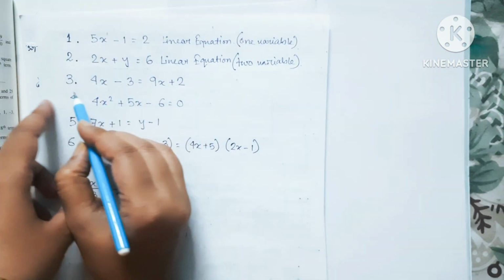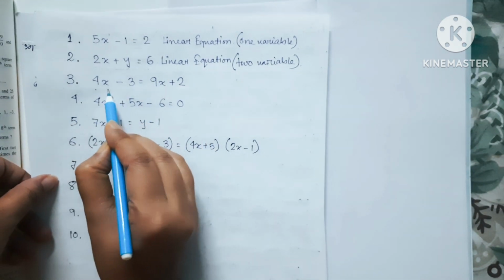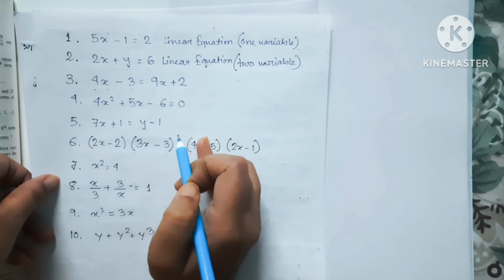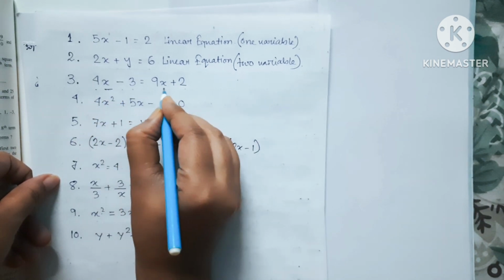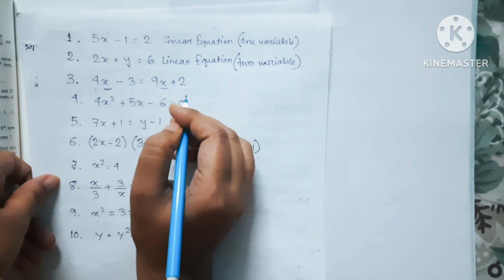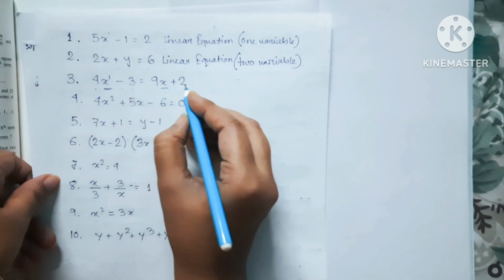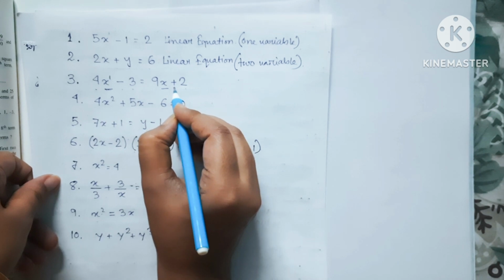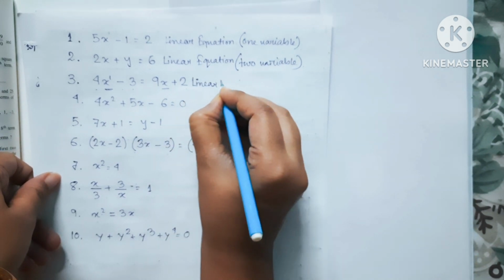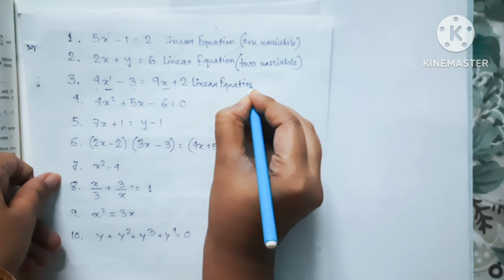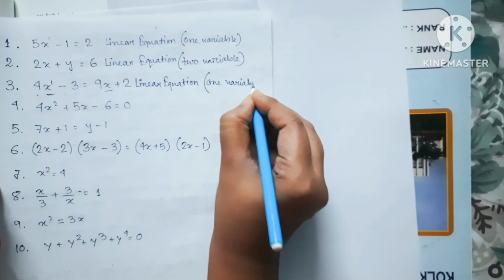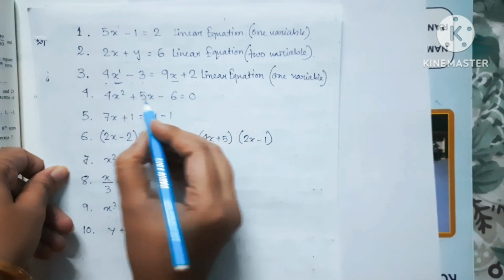Now see the third one. 4x minus 3 is equal to 9x plus 2. How many variables are there? One variable, right? x is the one variable. Now what is the highest power of x? That is also 1. So this is also a linear equation of one variable.